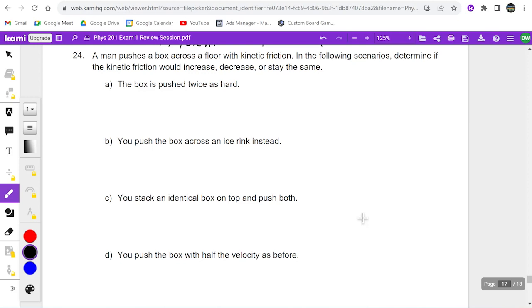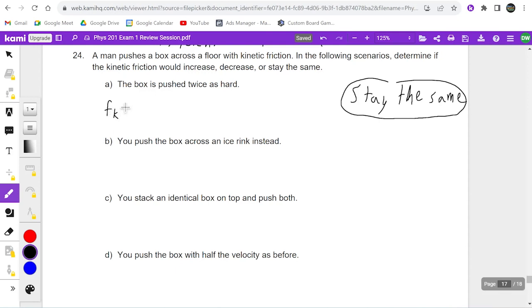I'm assuming you have your answer. The answer is, it will stay the same. And before you grab your pitchforks and say, "Why, you didn't even give me a chance to explain." So, what's the equation for kinetic friction? Fk equals mu k times the normal force.